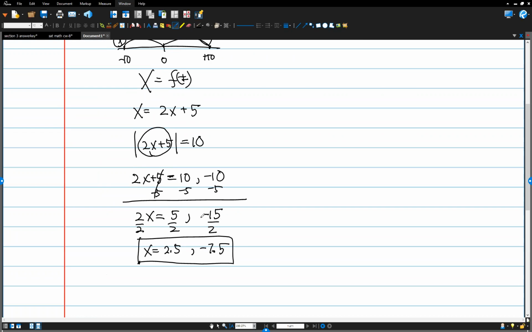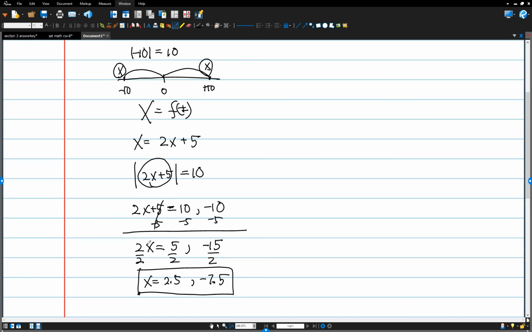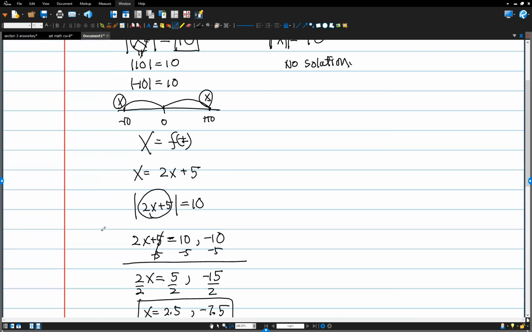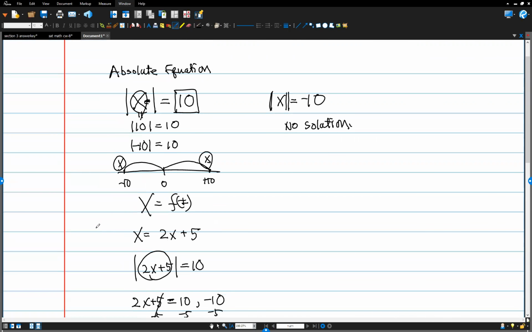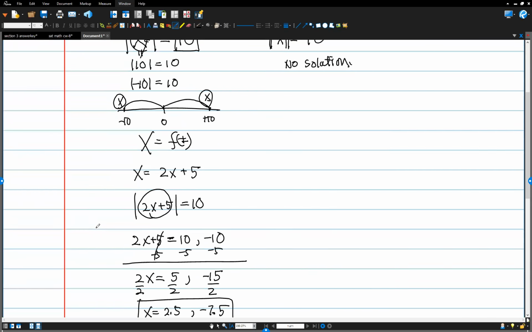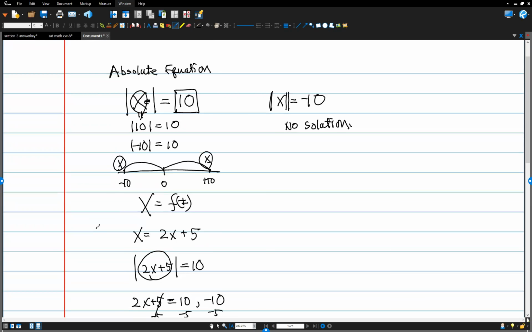Is that okay? So equations, no problem now. Always plus or minus the number when you have a positive number on the right. Is that okay? Now the next one is inequality.